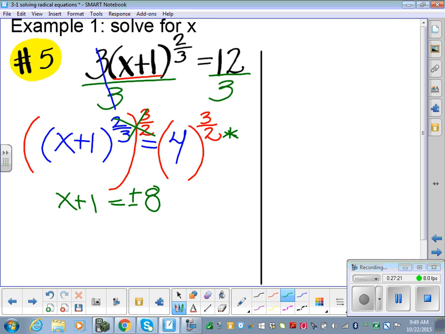Now from here, I'm going to split that up. What that really is then is x plus 1 is equal to positive 8, and x plus 1 is equal to negative 8. Does everybody see how I just split it up?